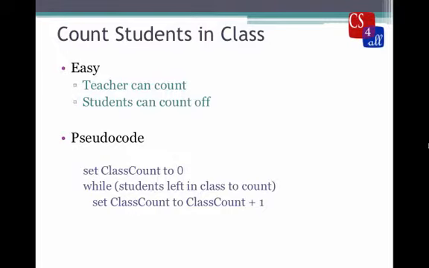I mean, your teacher can go around and count the students, or the students can count off one at a time. Now we can write a bit of pseudocode. That's code written in English, not in a specific computer programming language. So here's how the pseudocode would look for counting students in a class. You would set the variable class count to be 0. While there are students still left in your class to count, you would set the variable class count to class count plus 1. That's a really easy problem.